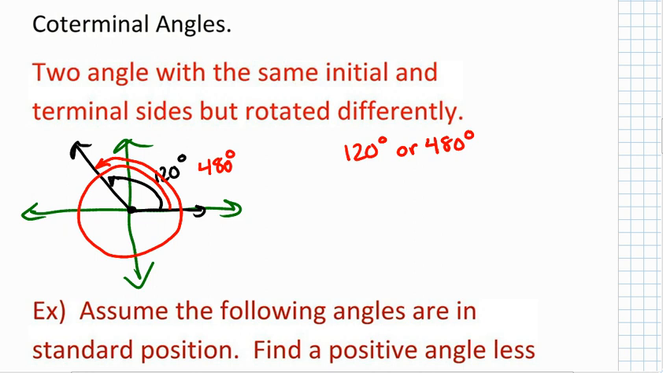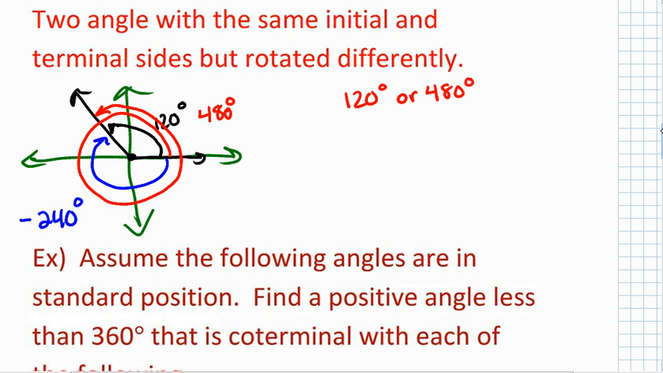Also, if I wanted to throw in a negative coterminal angle, you could say, if you went this way, that would be negative 240 degrees. That is also coterminal with 120 degrees.